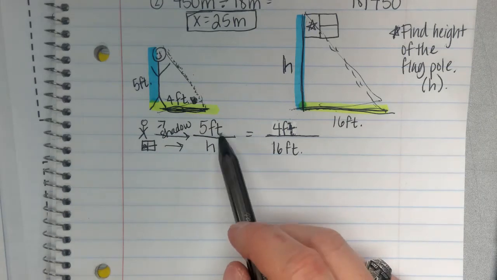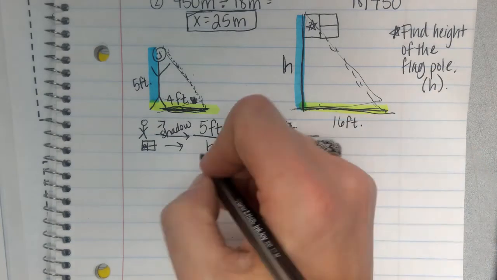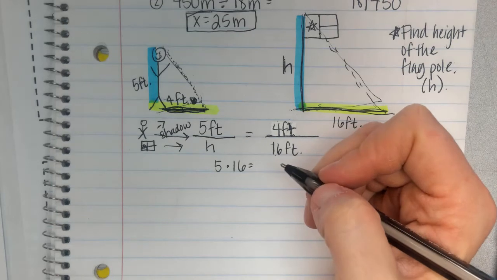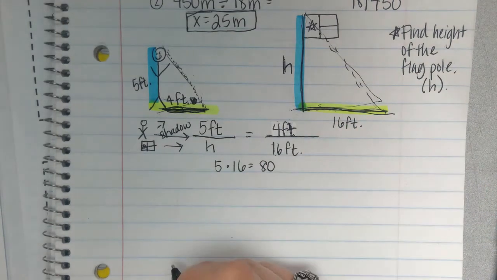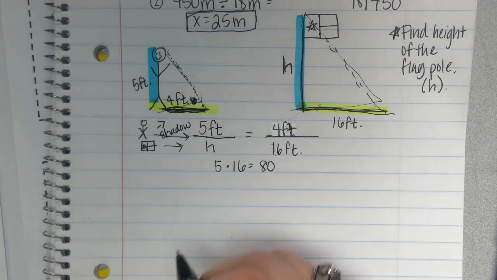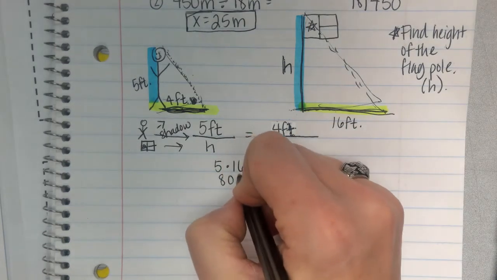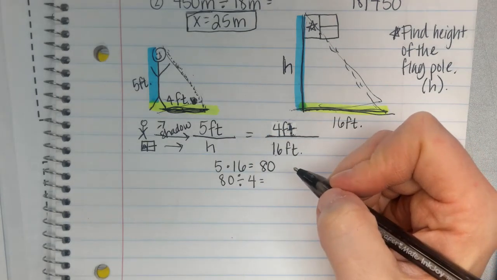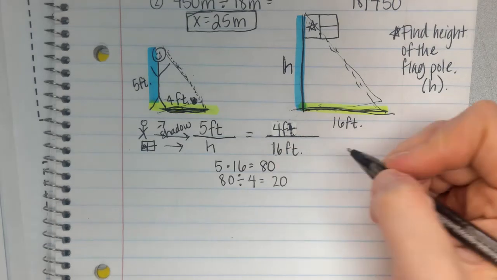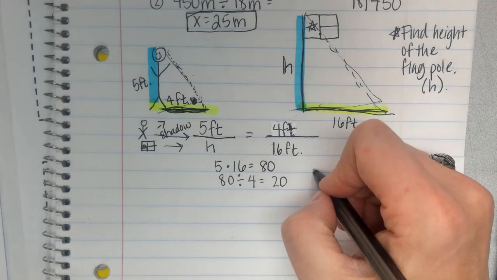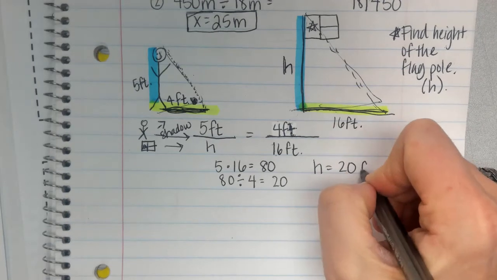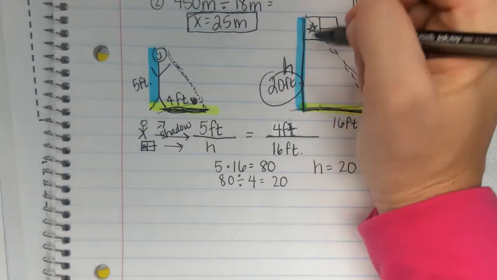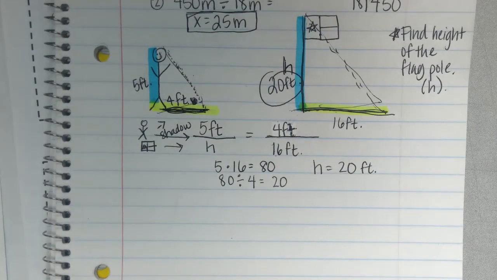So now I can cross multiply and divide. I can do 5 times 16, and that's going to be 80. And then I can do 80 divided by 4, which equals 20. So now we have our missing link. The H is 20 feet. The height of the flagpole was 20 feet tall. Do you see how we got that just by setting up proportions?